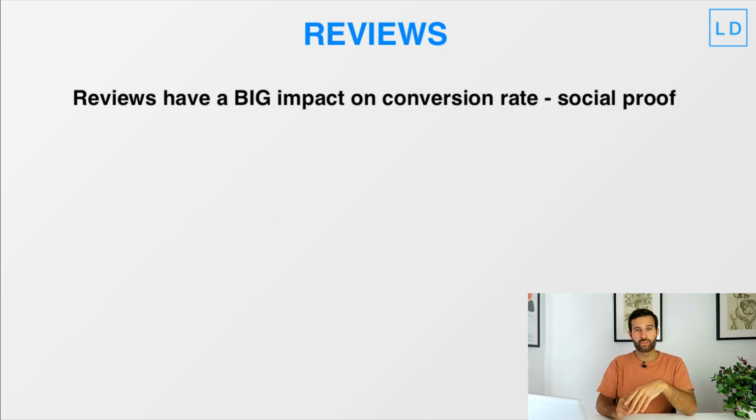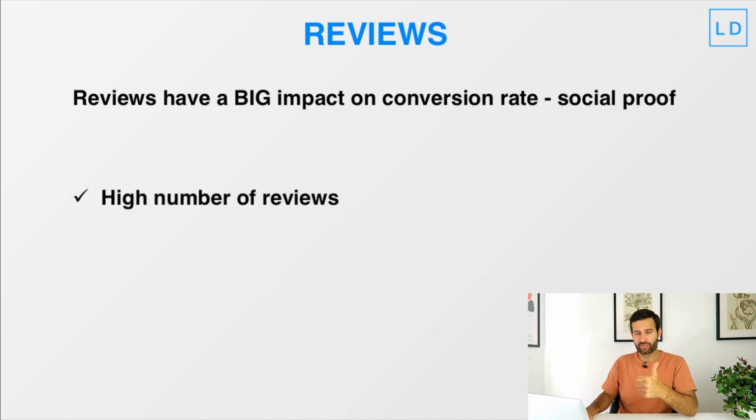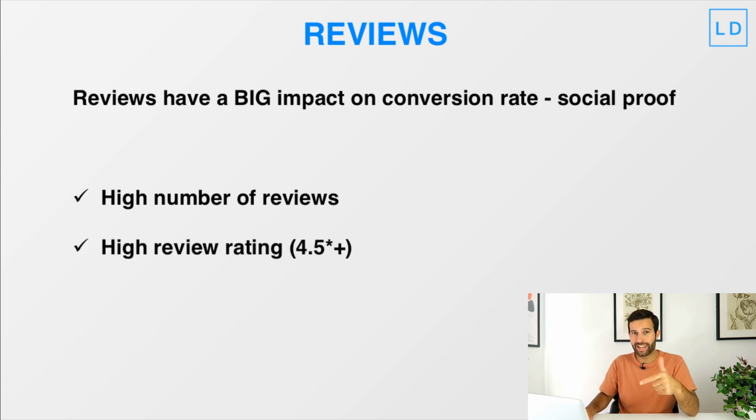If you've got no reviews or you've got bad reviews, customers are not going to buy your product because you have no endorsement, you've got no social proof, or the social proof that you've got is saying that your product isn't good. So what you want to make sure is that your product listing has a high number of reviews. You want to have as many reviews as possible. The more reviews, the better. Number two, that you have a high review rating. So ideally 4.5 stars or above. Obviously, ideally 5, but in reality, you're always going to get a few low star reviews. So aim for 4.5 star and above.